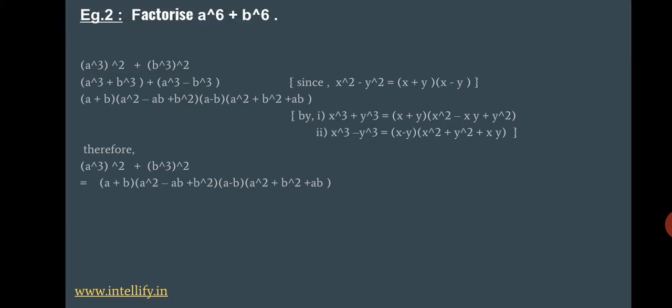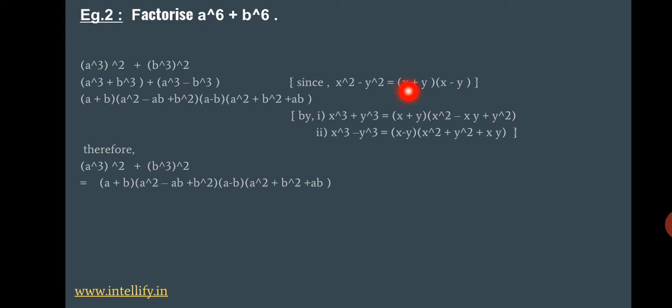Factorize a^6 + b^6. To solve this question, we have to break the power. You can easily solve this type of question after breaking these powers. So it becomes (a^3)^2 + (b^3)^2. Here we let a^3 = x and b^3 = y. After this comes the identity x^2 + y^2.